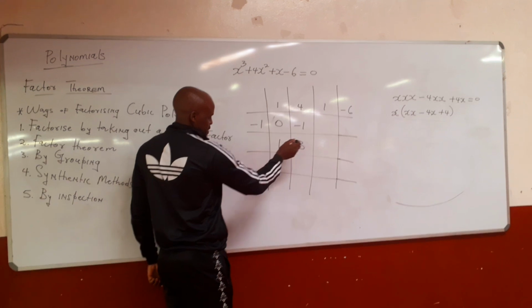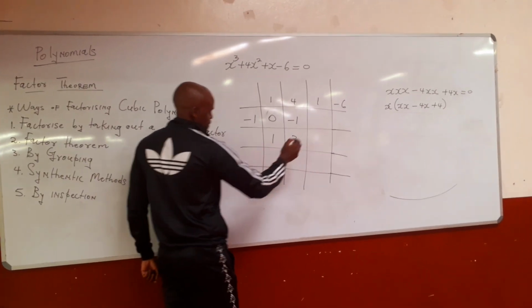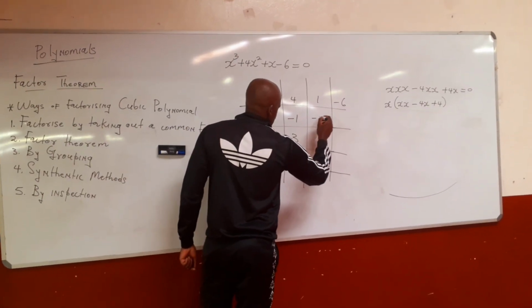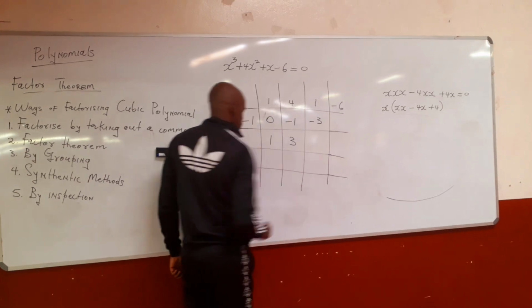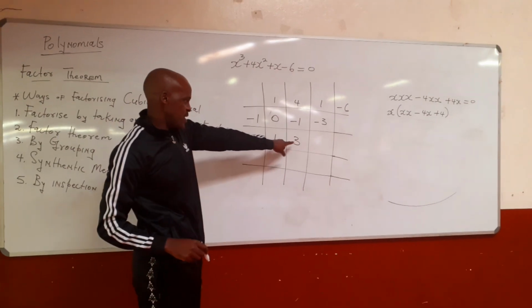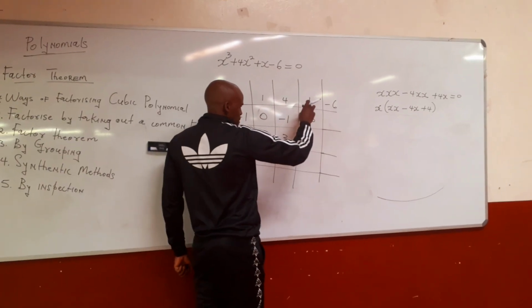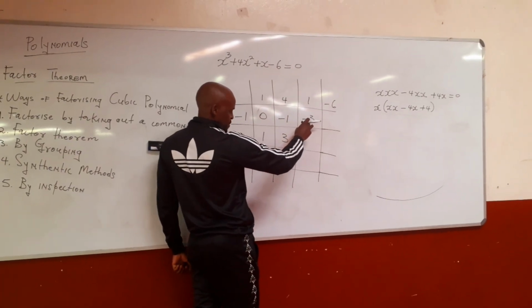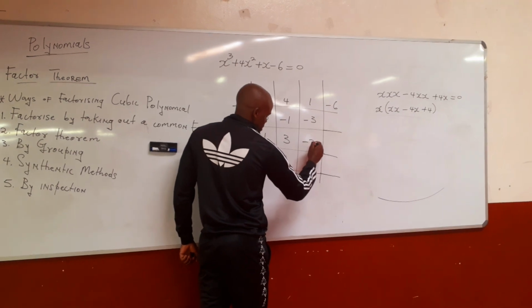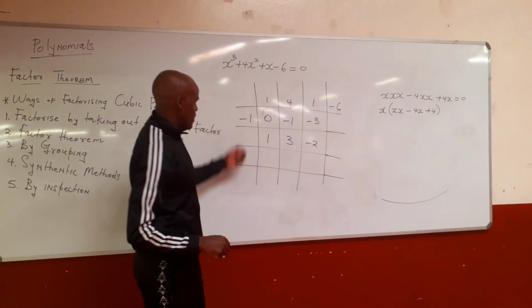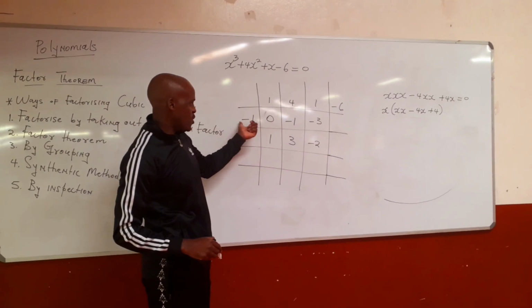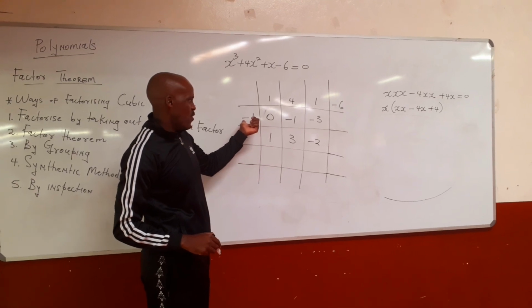Negative 1 times positive 3. That's minus 3. We are multiplying, so a positive times negative would give us a negative number. 1 plus negative 3, that will be minus 2. The next step, we will have to multiply. Are you sure that this was our factor?